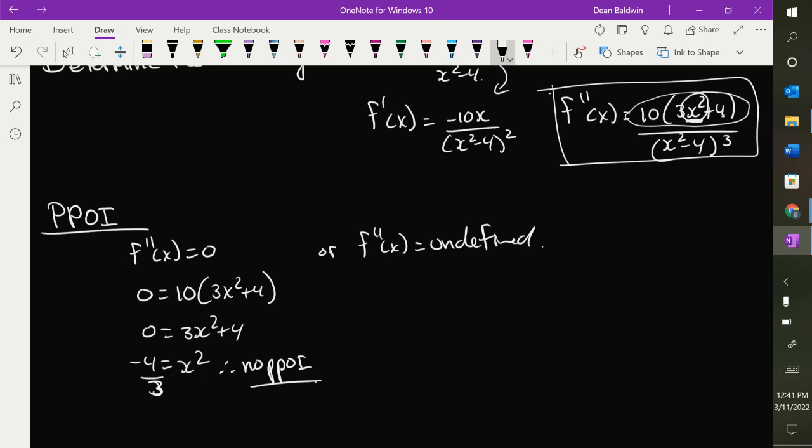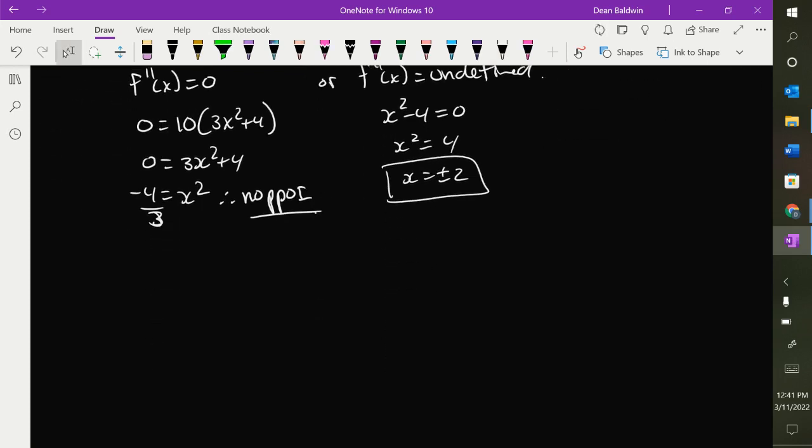All right. So where is the second derivative undefined? Well, then you're looking at the denominator. So you're saying x squared minus 4. Where does that equal 0? Well, that's going to be x squared is equal to 4, so x is equal to plus minus 2. Those are your PPOIs.